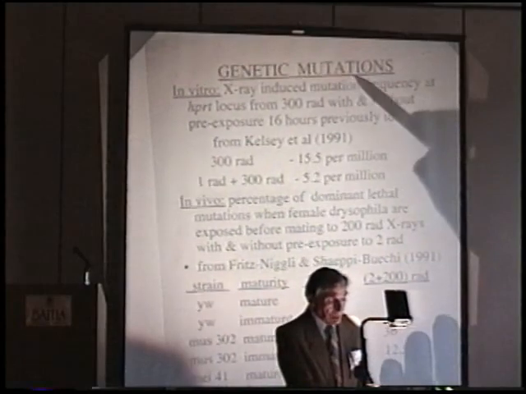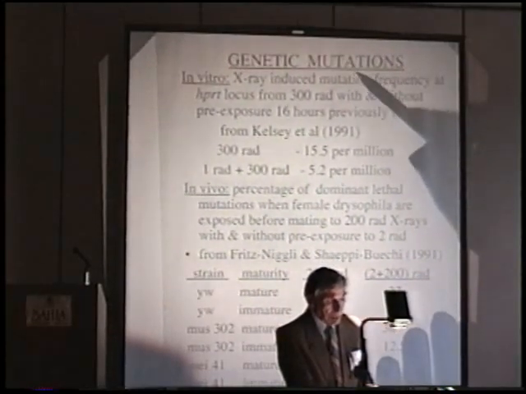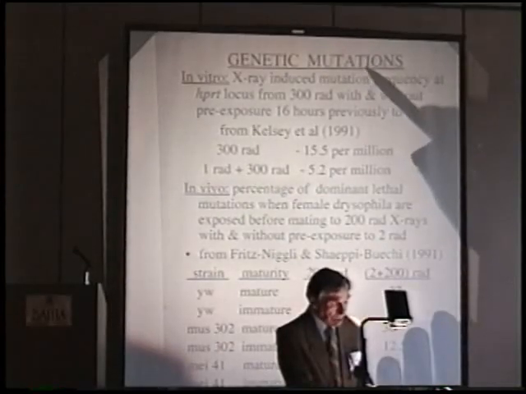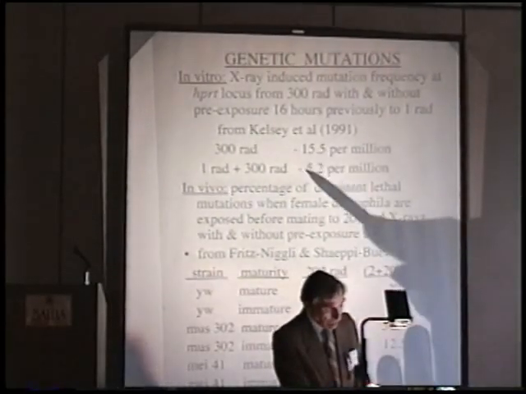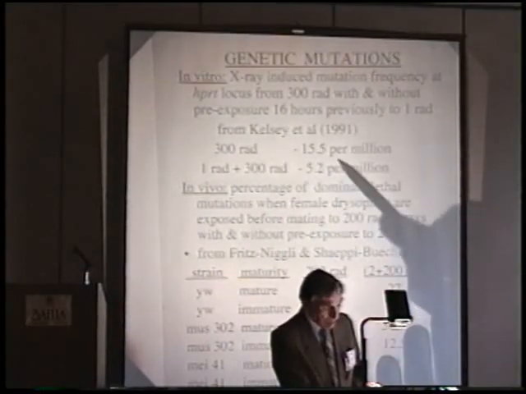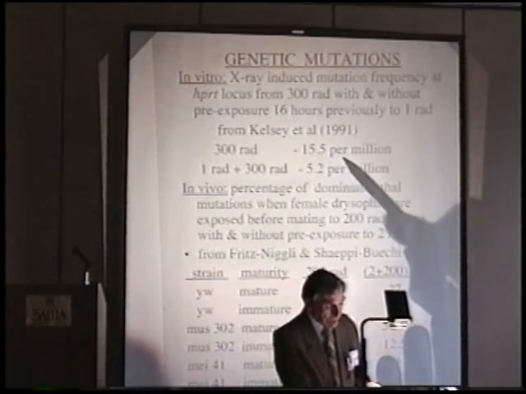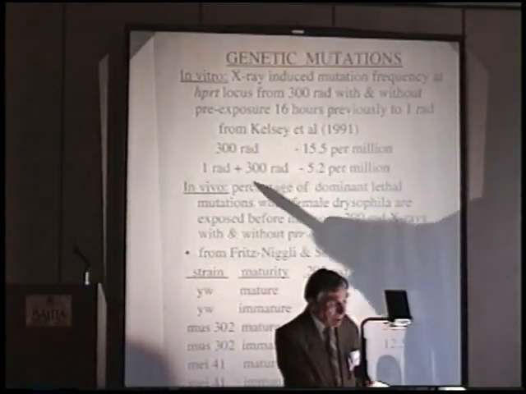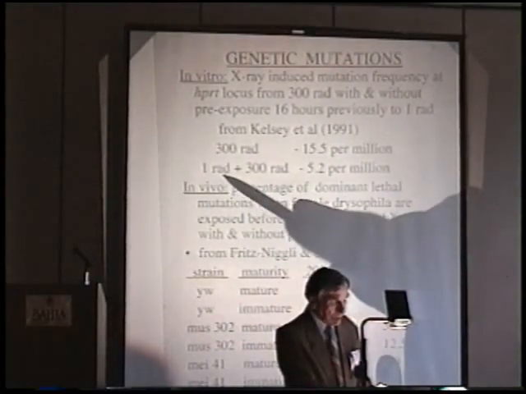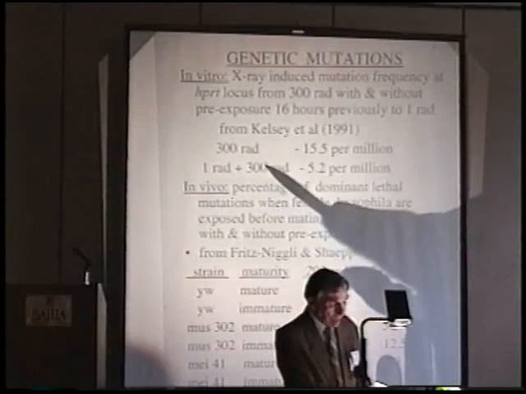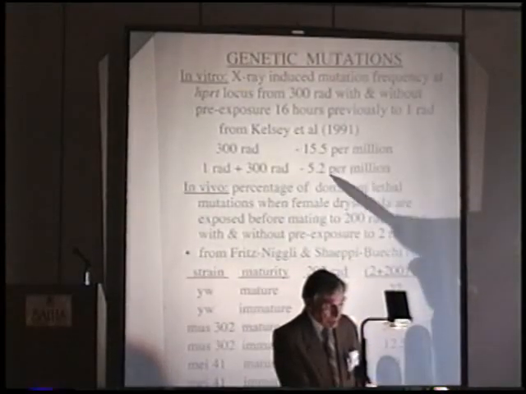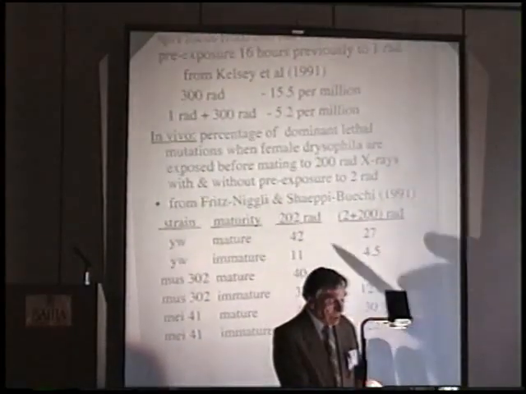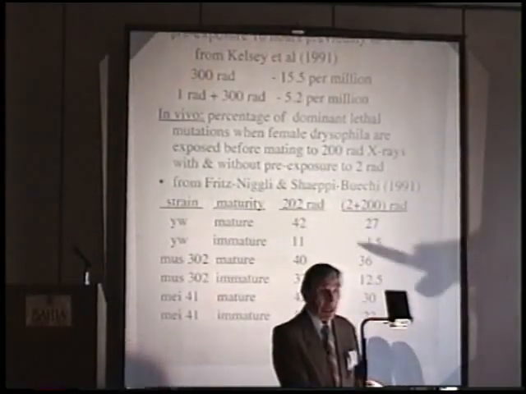Another type of damage that can be detected by experimental techniques is genetic mutations. And here's a case where if you give a high dose of radiation, you get this many genetic mutations at this particular locus on a gene. But if you precede it with a low dose of radiation, you reduce the number of mutations very substantially. This is the one that I think appeals to me most.